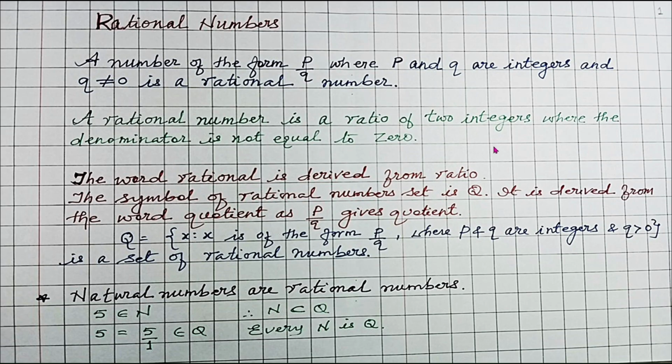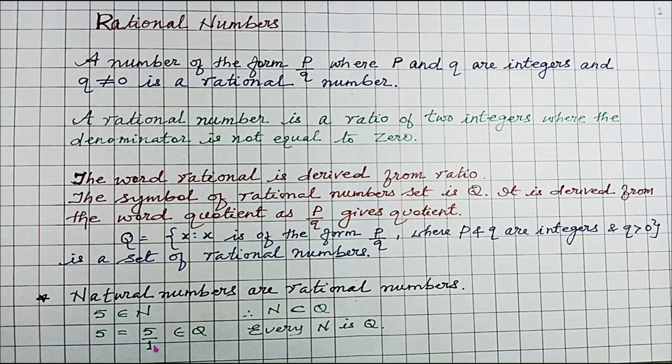The symbol of the rational number set is Q, which is again derived from the word quotient, because p by q gives us a quotient. Now Q is equal to, within the braces, x such that x is of the form p by q, where p and q are integers and q is not equal to 0, is the set of rational numbers. Now if you take natural numbers, 5 is a natural number.